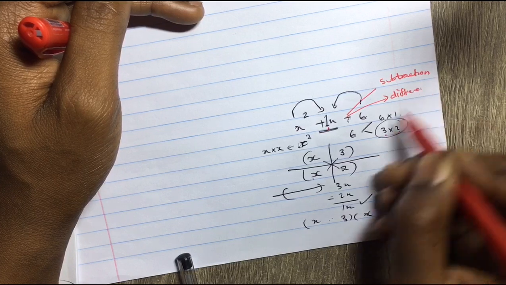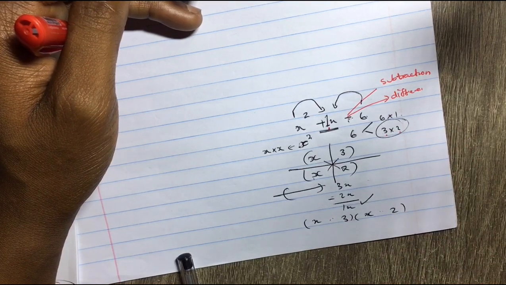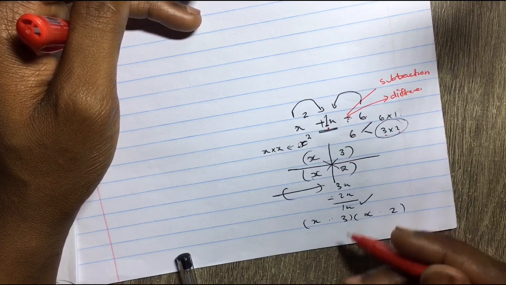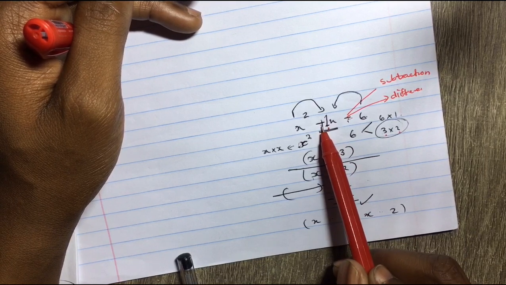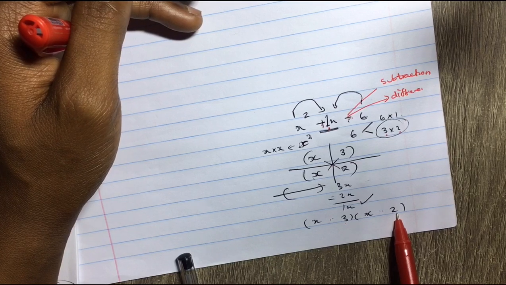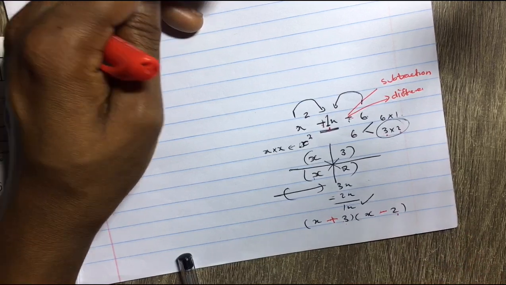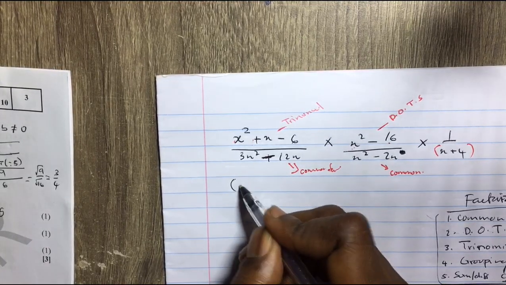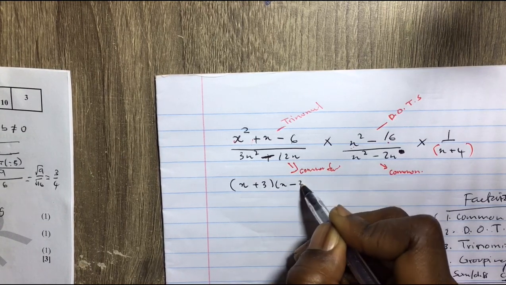I hope you notice that. If it's a plus here, the signs are the same. If it's a minus, the signs are different. Okay? So if they're different, the sign in the middle term will go to the bigger number. Between 3 and 2, which number is bigger? 3 is bigger, so I'm going to have a plus there and a minus there because the signs must differ. So going back to our question, here I'm going to have x plus 3 and x minus 2.